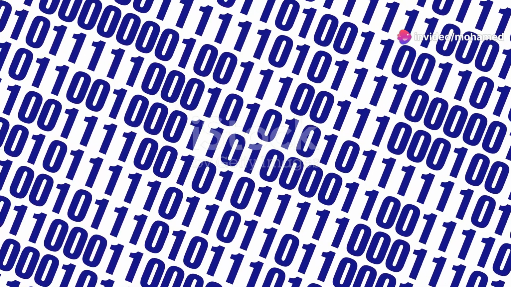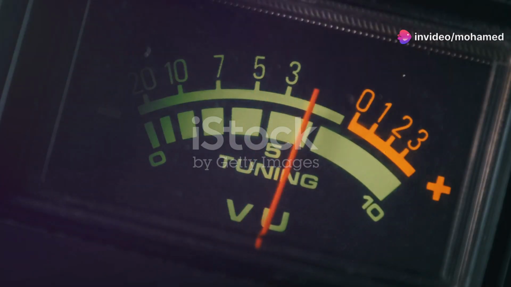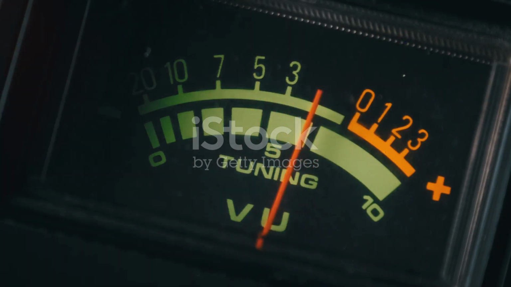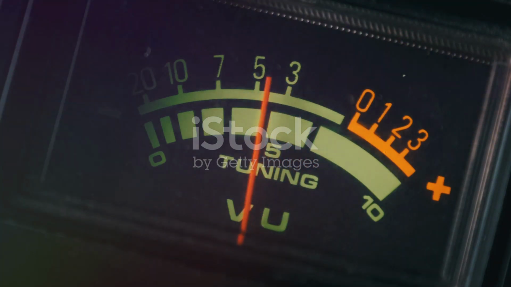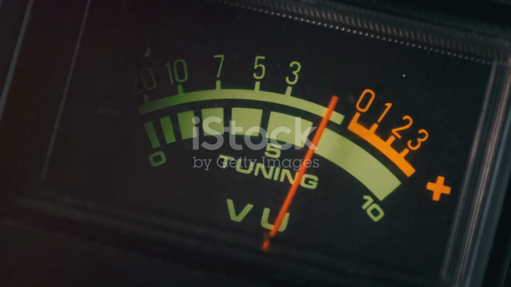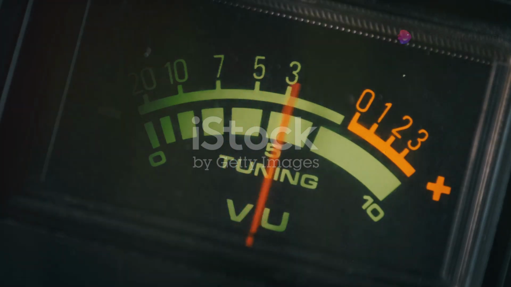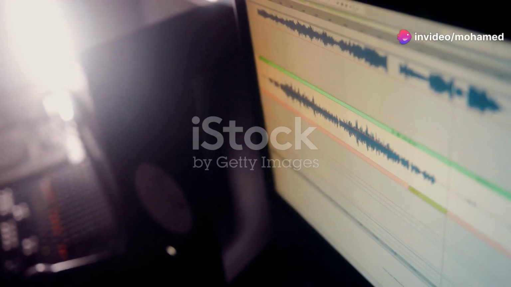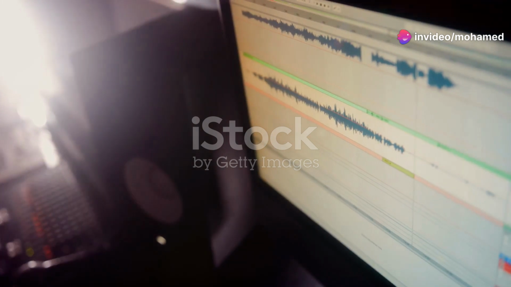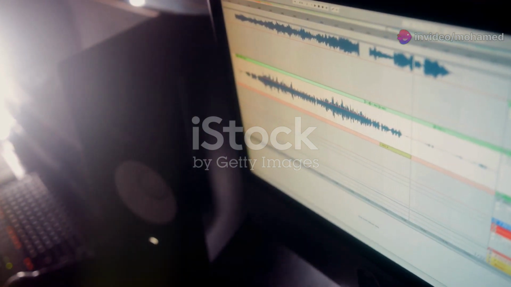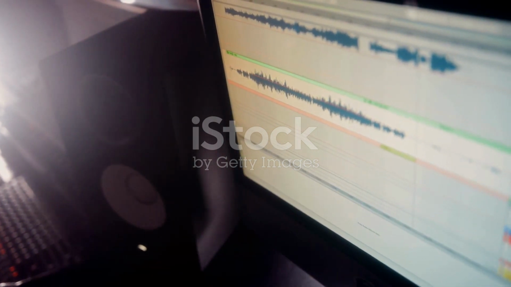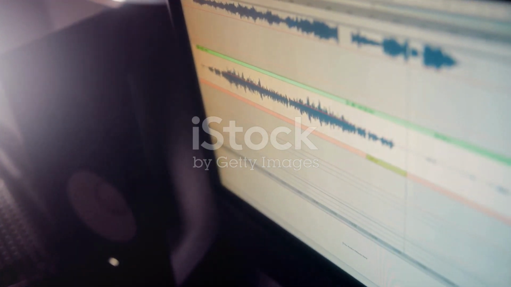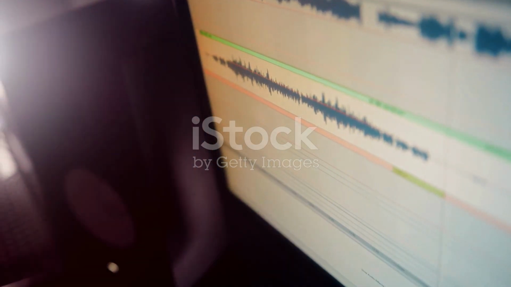Now, every sample is turned into a number. The ADC measures how strong the electrical signal is at that exact moment, then writes it down as a number, usually between 0 and a set maximum, depending on how many bits it uses. For example, CD quality audio grabs 44,100 samples per second, and each sample is 16 bits. That's a number from 0 to 65,535 for every single moment.